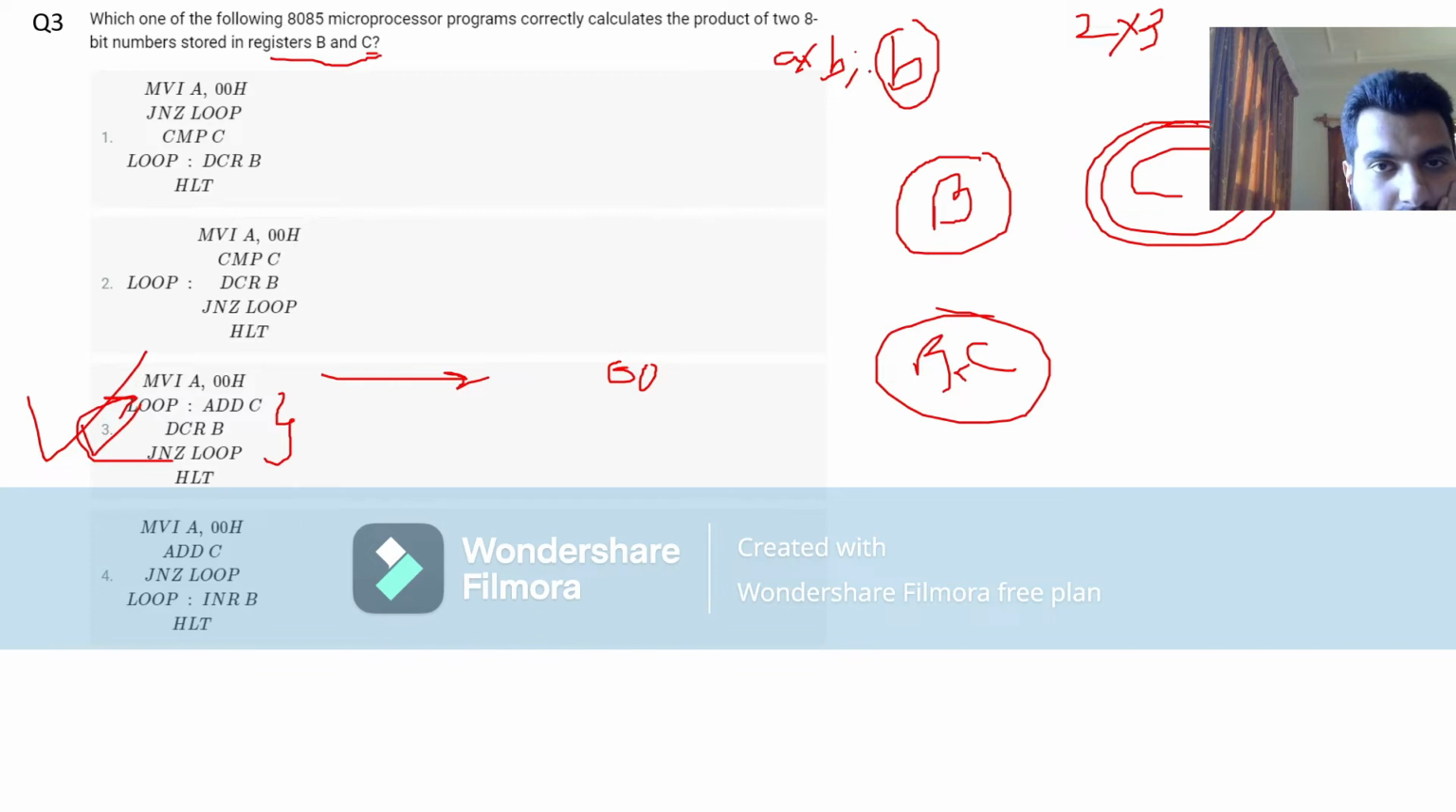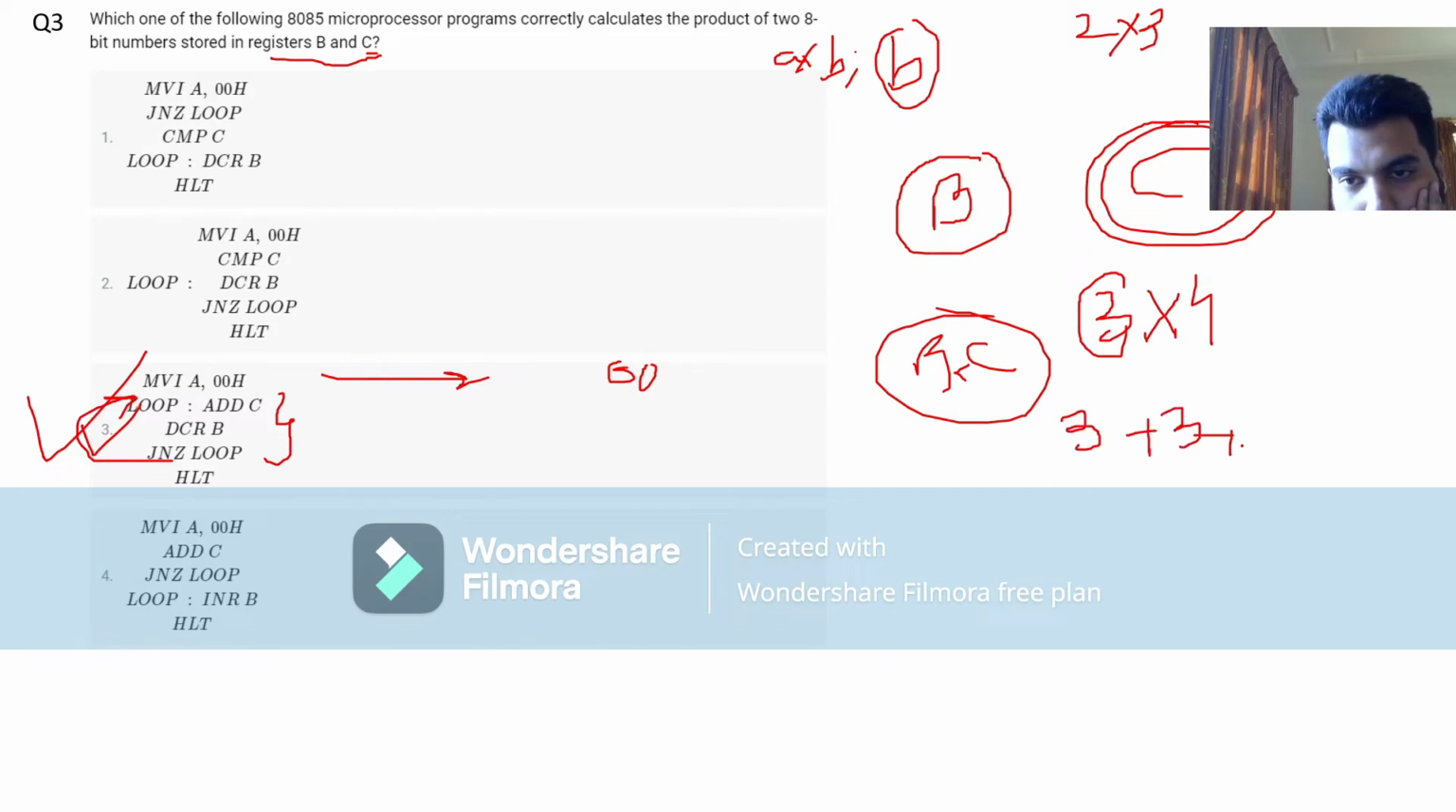So what we do is use the addition operation. Let's say we have 3 multiplied by 4. We will add this 3, 4 number of times. So what I'm saying is 3 plus 3 plus 3 plus 3, which is simply 12. So that's what we are doing here.